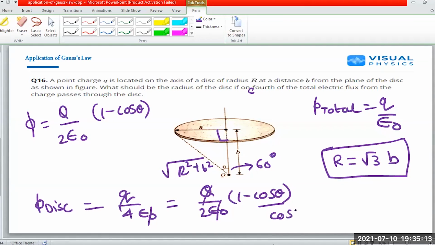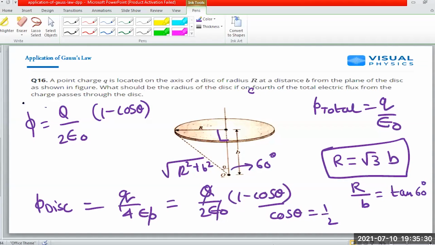Cos theta is that 60 degrees. So R will be simple trigonometry. R by B, perpendicular by base, is tan 60 degrees. By that. Next question. It was a very easy question.